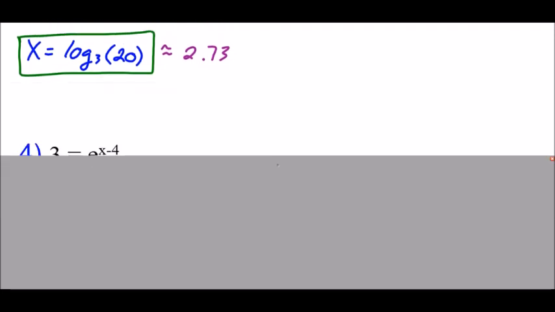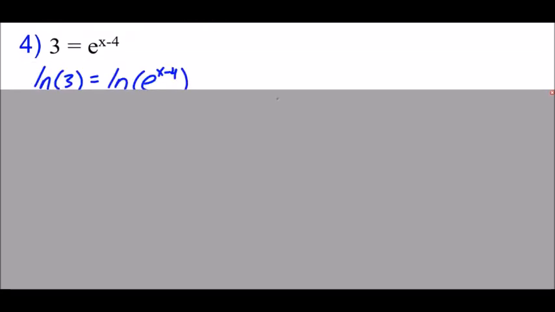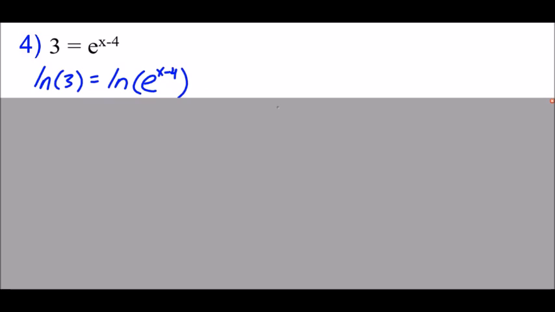Here's example number 4. So we got 3 equals e to the x minus 4 power. So the base in this equation is e. So we're going to take the log base e of both sides of the equation. Now log base e is actually our natural log, so we can just write the ln, the natural log, of both sides. So we have the natural log of 3 equal to the natural log of e raised to the x minus 4 power.